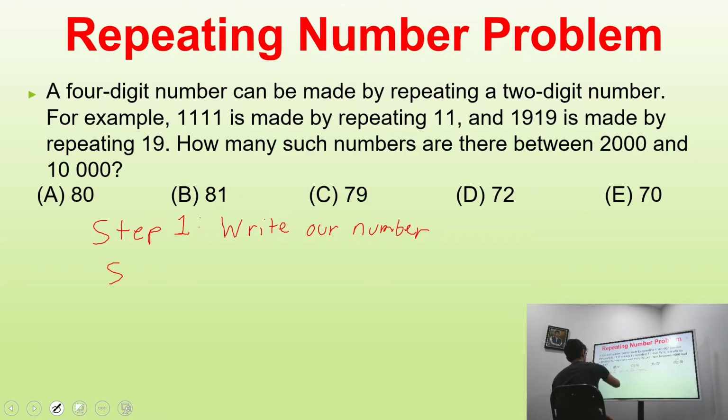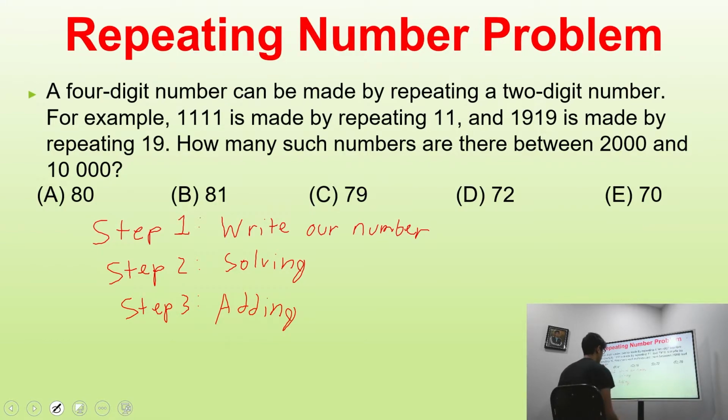For step number 2, we're going to start to solve for our first one, and I'm just giving a little hint now: we're going to be solving for 2000 first. Then for step number 3, we're just going to be adding all of them, and we're going to be doing a quick trick to get from 2000 to 10,000 really quickly. So we're basically adding at last. These are going to be our 3 steps for this problem.